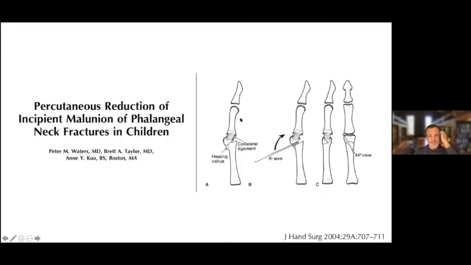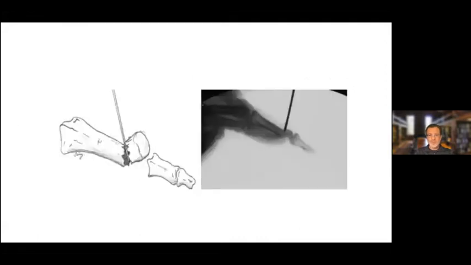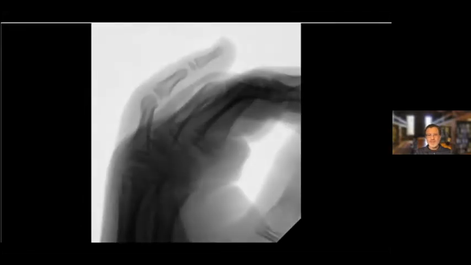Here's the classic paper of what do you do if they present late: the percutaneous reduction of the incipient malunion, and that is the osteoclasis. And he recommends using a K-wire rather than opening the fracture to be able to lever or Kapandji the fracture into a good reduction and then pinning it. We don't pin it with a cross pin, we just do the same Strauch technique, and I'll show you that in a second. Here's another schematic of how you do that.